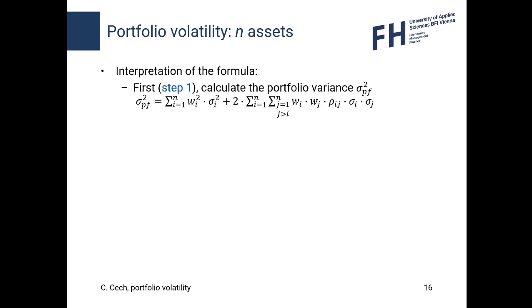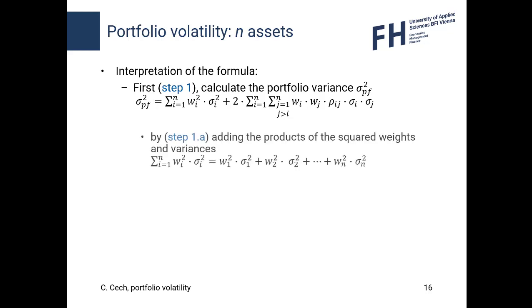We have two steps to calculate the portfolio volatility. The first step is to calculate the portfolio variance. So we do not have the square root here. And apart from that, it looks like the second formula that I've just presented to you. How can we do this?